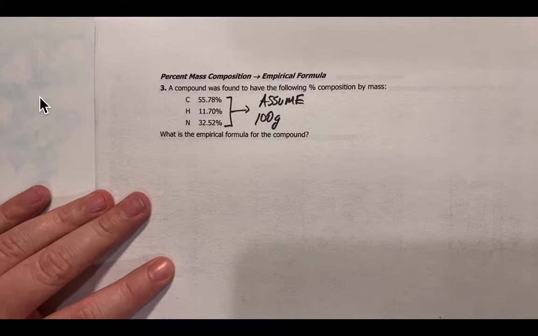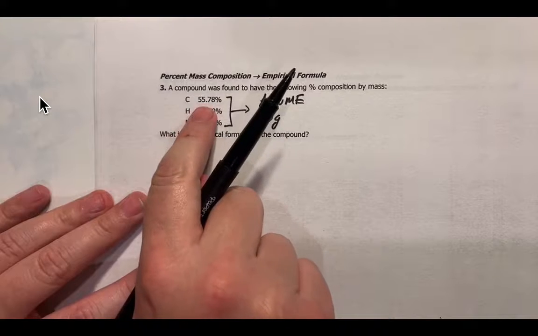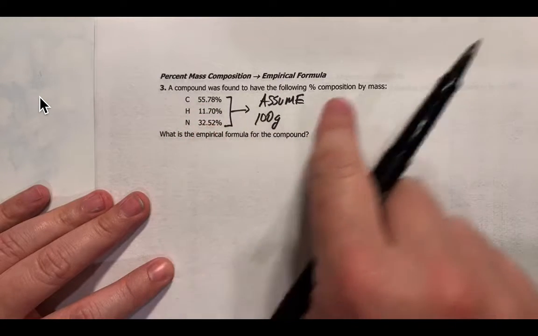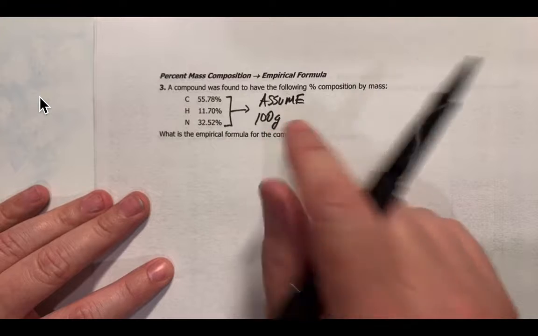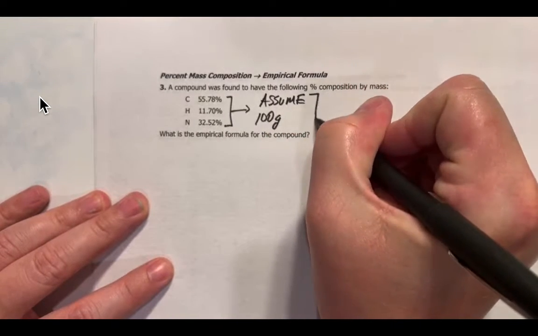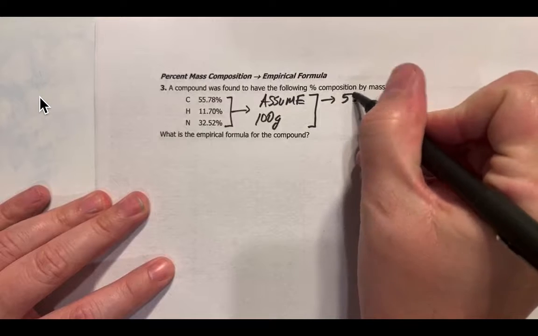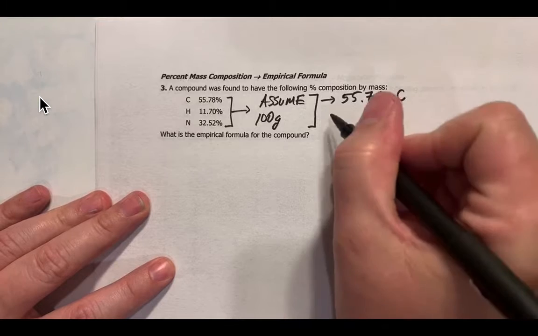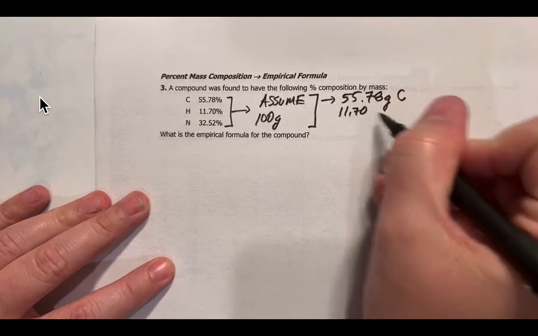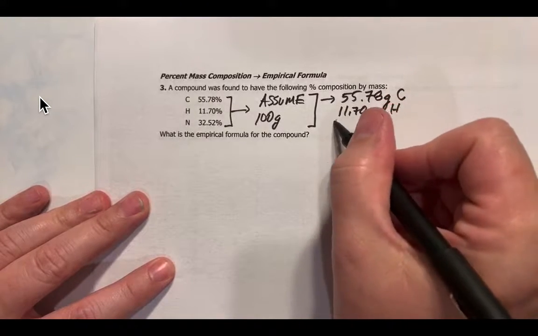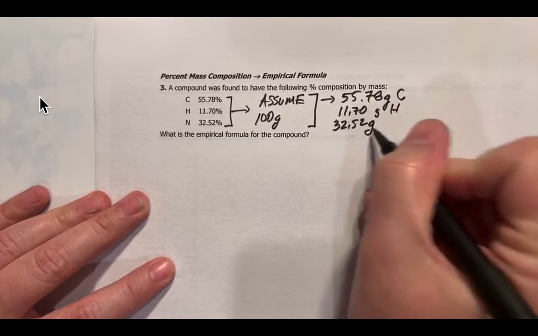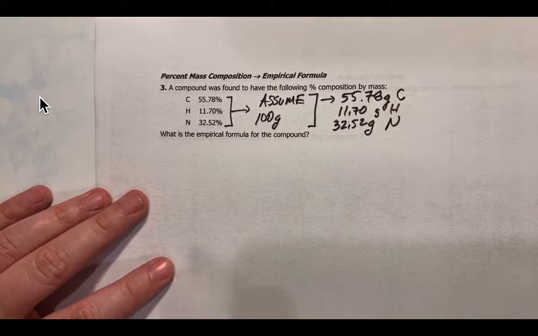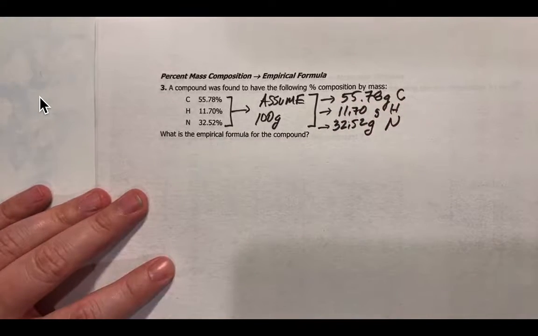So what's true for a compound is, regardless of the size, whether it be 1 gram, whether it be 1,000 kilograms, if it's a pure compound, the percentages are going to stay the same. So by assuming that it's 100 grams, in a 100-gram sample, there would be 55.78 grams of carbon, 11.70 grams of hydrogen, and 32.52 grams of nitrogen.